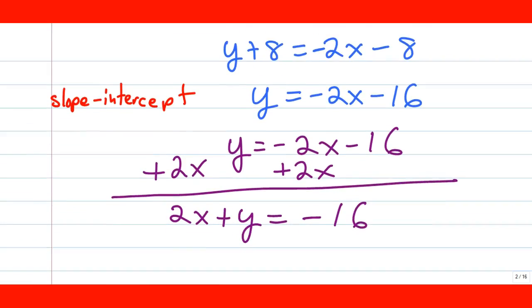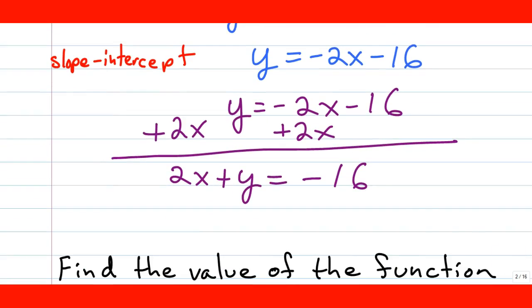I was also asked to put it into standard form as well. So I need to move the negative 2x to the other side, so I'll add it to the other side. This gives me 2x plus y equals a negative 16. It's now in standard form.